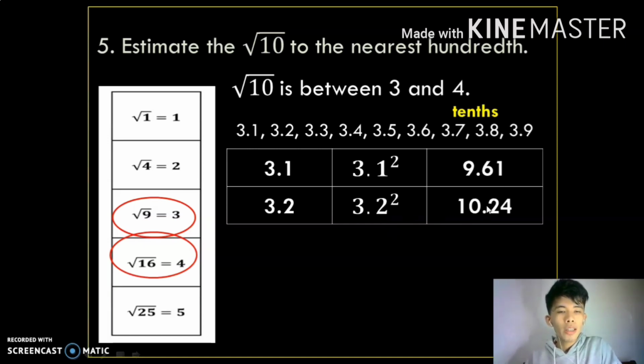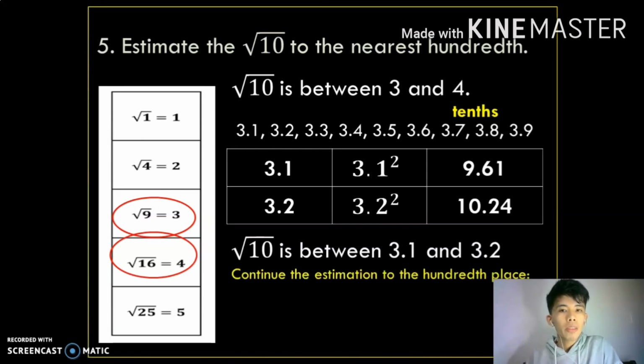So, 9.61 tapos 10.24. Parang malapit na yun sa 10. Tama? So, saan mas malapit yung ating 10? Okay, so square root of 10 is between 3.1 and 3.2, kasi nga 9.61 at 10.24, nasa gitna ng 10. Kaso, hindi tenths yung ating hinihingi. Ang hinihingi ay to the nearest 100. So, we have to continue the estimation to the 100th place.